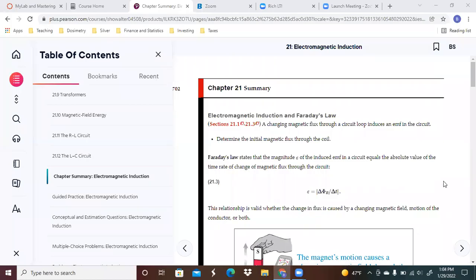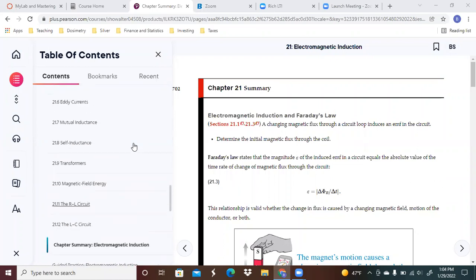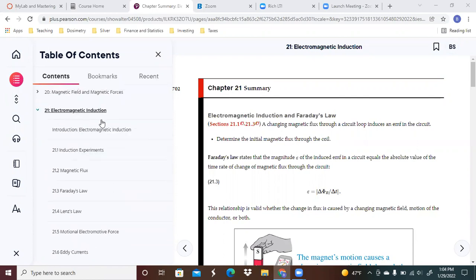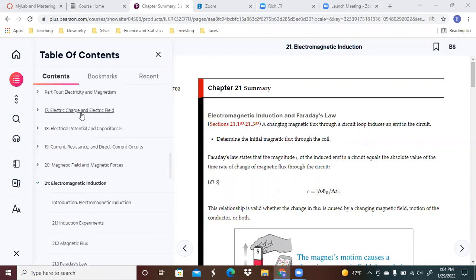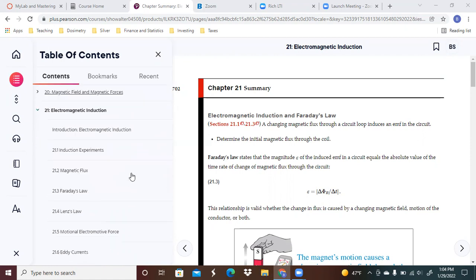This is going to be the lecture over chapter 21, sections 1 through 3. We're going to be looking here at electromagnetic induction. Now, up to this point, we've been looking at electric fields. We've been looking at what we can do with electric fields in terms of potential, capacitance, and then current, resistance, DC circuits. And then now we've been getting into magnetic fields and forces. But in this particular chapter, we're going to take a look at what happens when we start changing the magnetic flux.